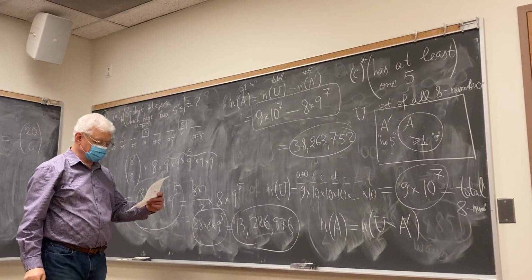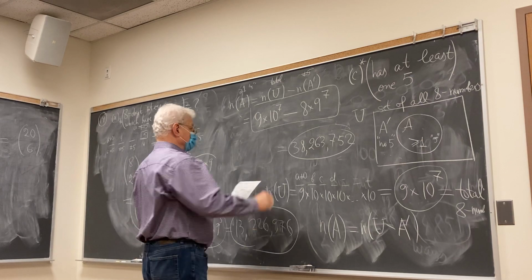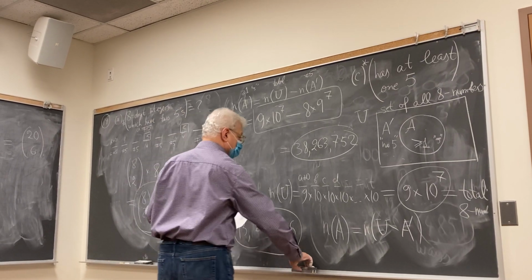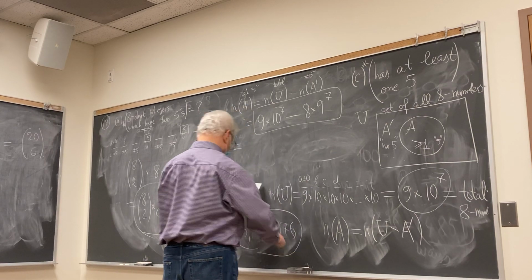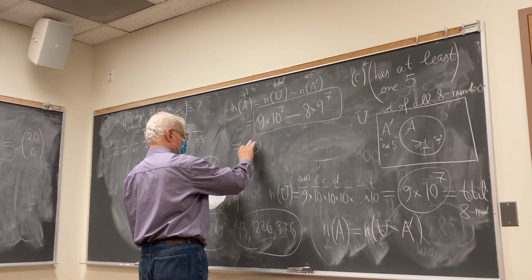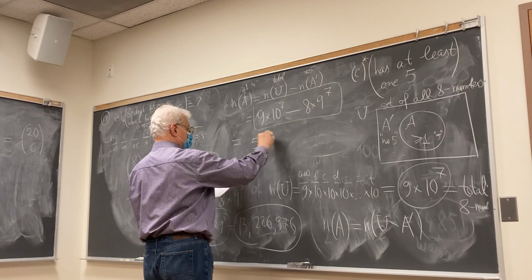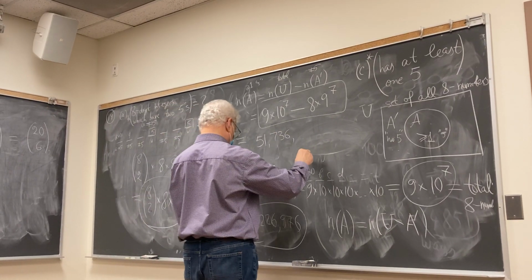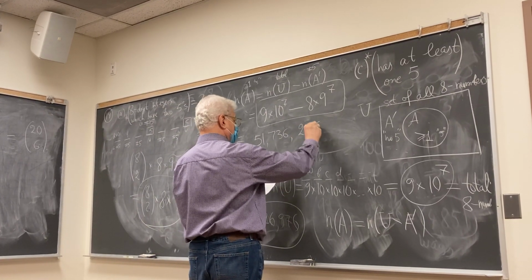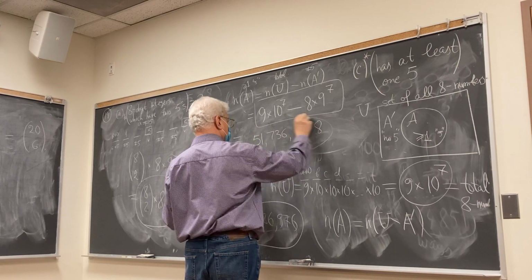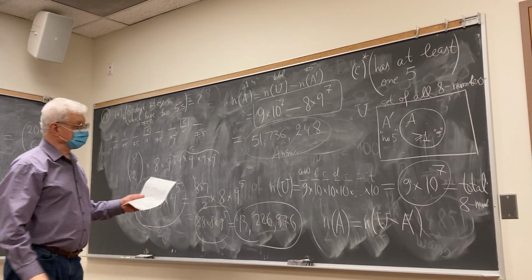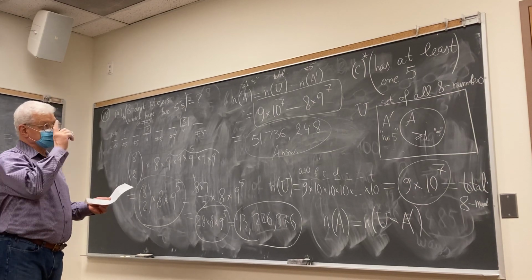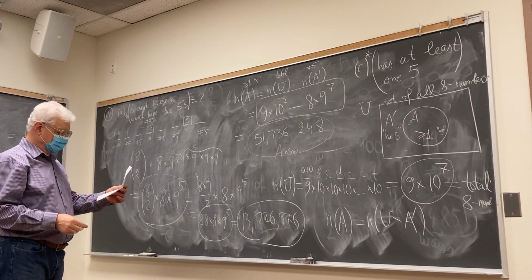And if you find that, you have to subtract from this number that number. If you subtract, you get 51,736,248. So this is the answer. So many 8-digit numbers have at least one 5.